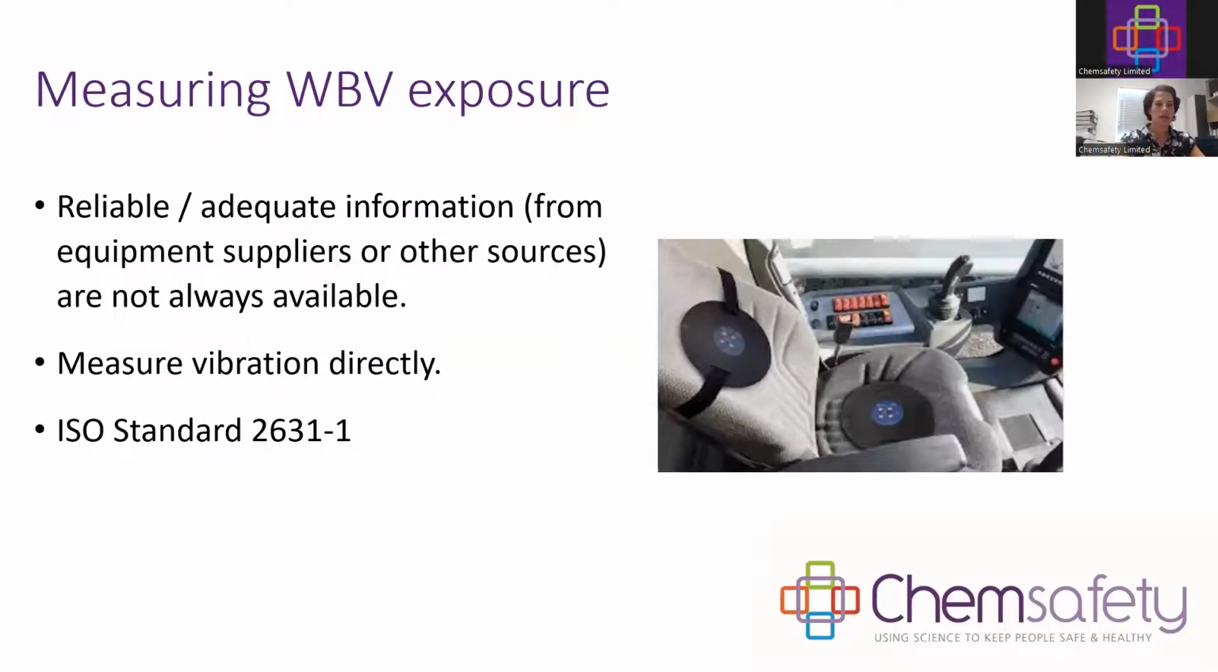So in many cases, you would want to know what's the vibration of a specific mobile equipment at your premises. So it is a great idea then to measure the vibration directly so that you can identify which forklift or which truck is causing more vibration to your workers than, say, other mobile equipment. And this will be done according to the ISO standard 2631.